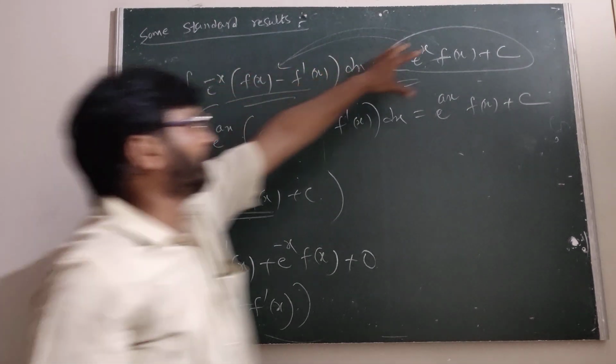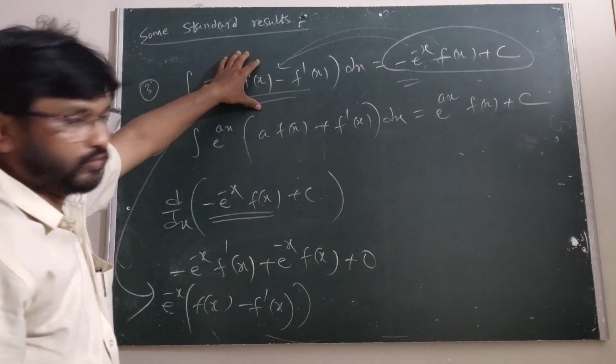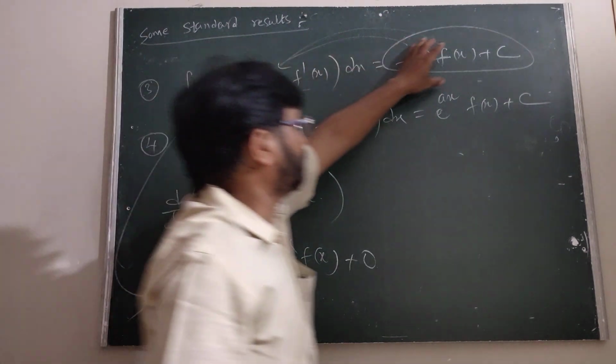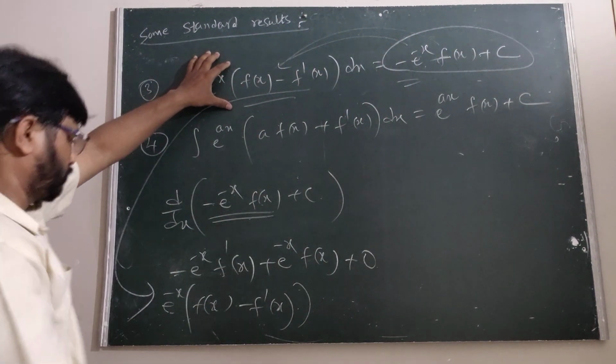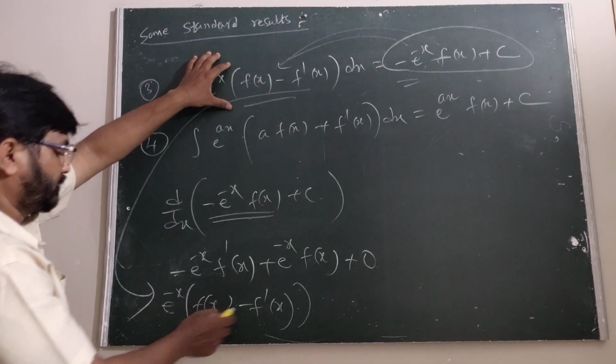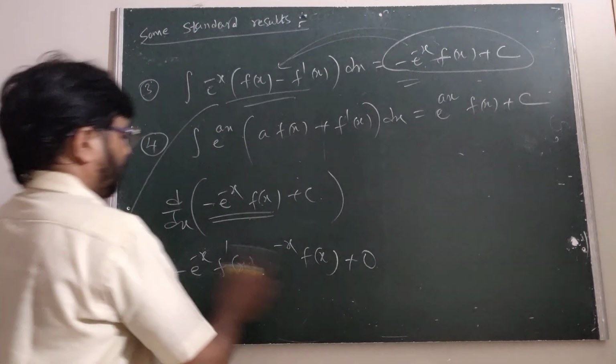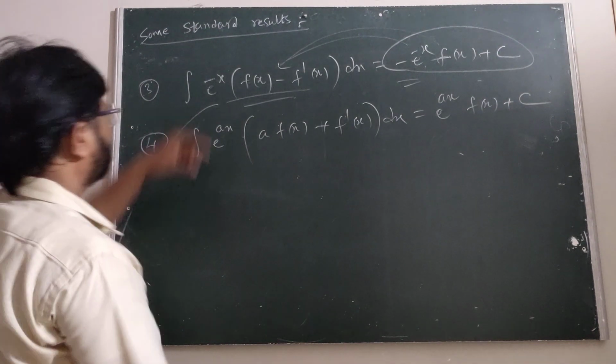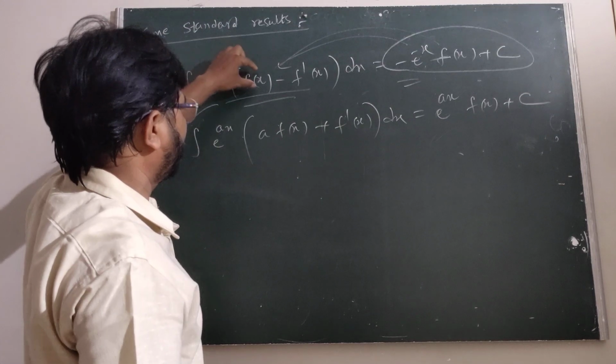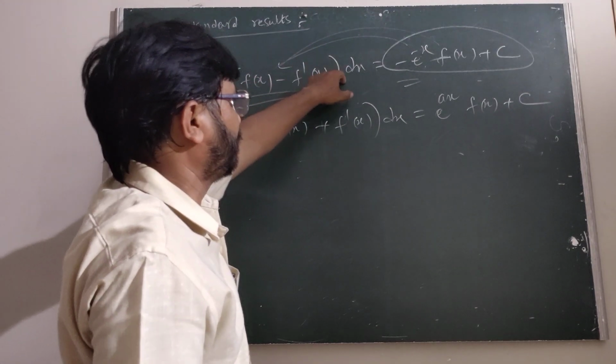e power minus x, f of x minus f dash of x. Is it okay? We are taking the derivative, and we are getting again this one. We are getting again the derivative of this one: e power minus x, f of x minus of f dash of x. Therefore, here what is the form? Similarly, e power minus x into f of x minus f dash of x into dx.